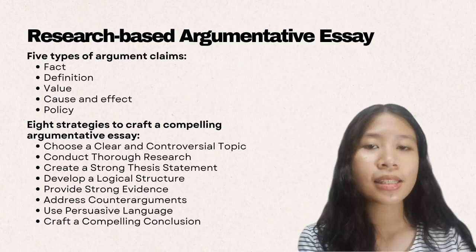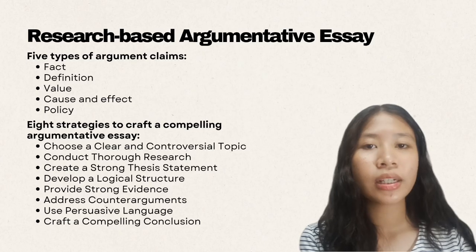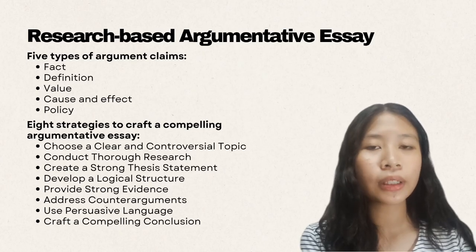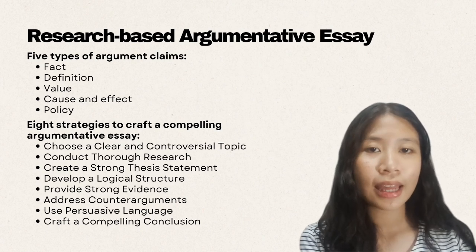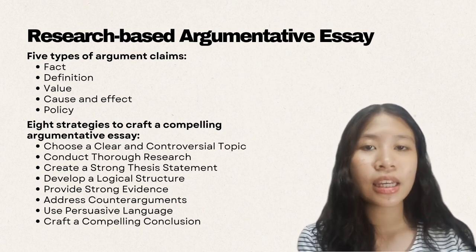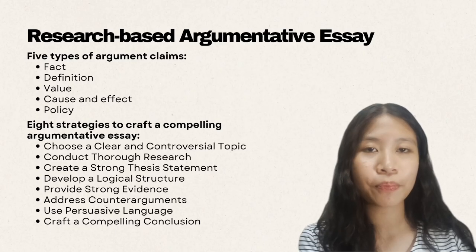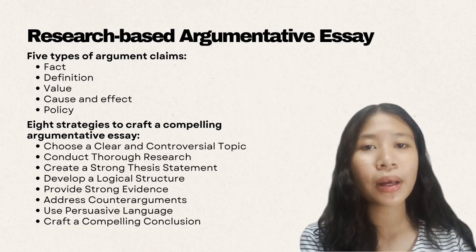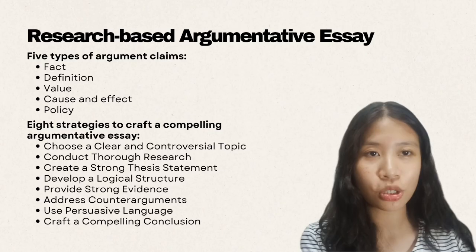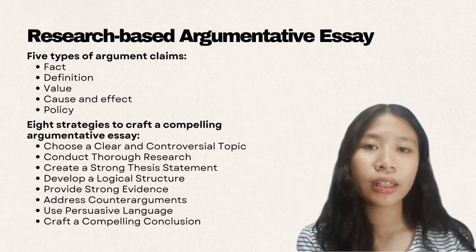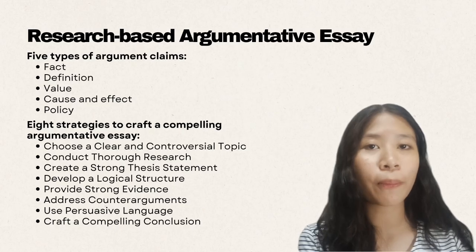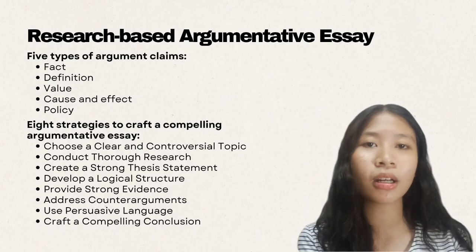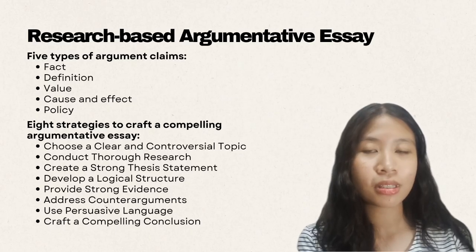The first one is the claim of fact. These are statements that seem factual, but are open to debate due to the lack of clarity or evidence. Then, claim of definition. Here you can define a term or concept. This claim helps the reader better understand the interpretation of the issue. For the third claim, the claim of value, where you explain why your topic matters.